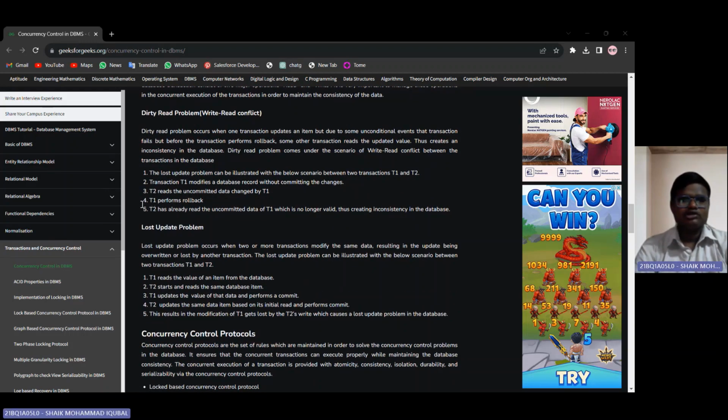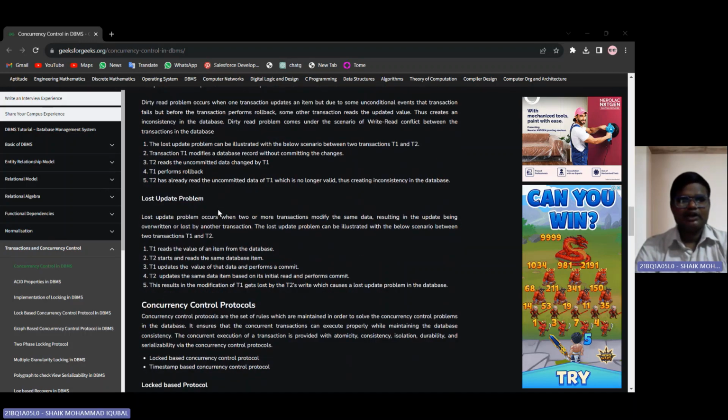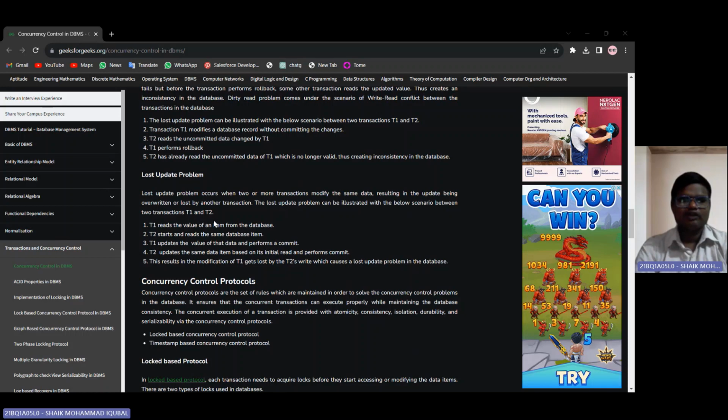Lost update problem. Lost update problem occurs when two or more transactions modify the same data, resulting in the update being overwritten or lost by another transaction. The lost update problem can be illustrated with the below scenario between two transactions T1 and T2. T1 reads the value of an item from the database. T2 starts and reads the same database item. T1 updates the value of the data and performs commit. T2 updates the same data based on the initial read and performs commit. This results in the modification of T1 getting lost by T2's write, which causes a lost update problem in the database.